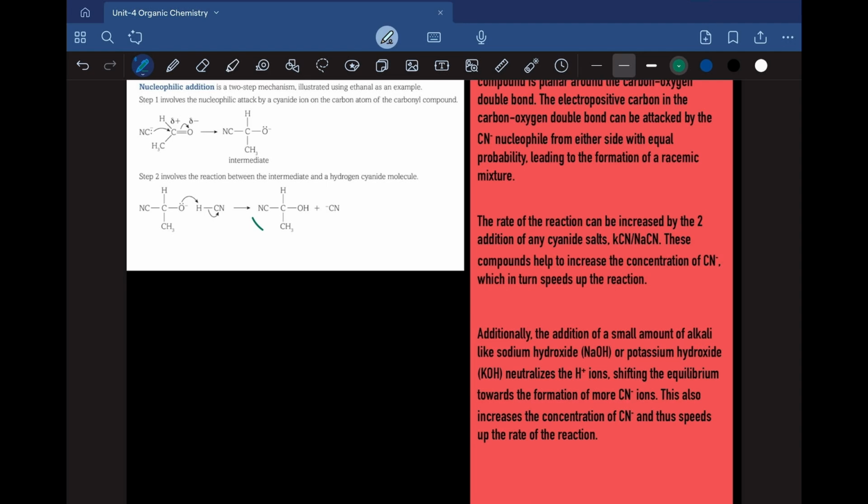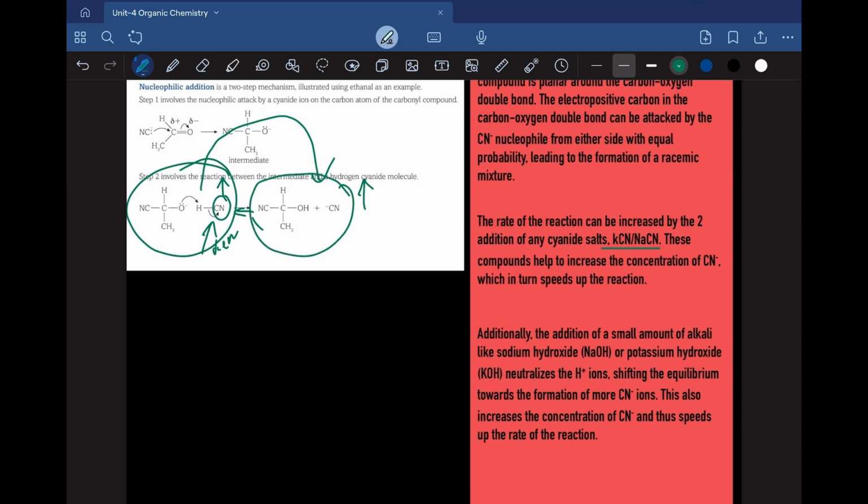Now let's say we add cyanide salts, let's say KCN or NaCN. What will happen is this: if you add KCN to here, the concentration of CN minus will increase, right? The concentration of the CN minus will increase. So if the concentration increases and it is a reversible reaction, the reactants have become greater. This is the reactant part, right? The reactant has become greater. So the equilibrium will shift to the right. So now the product formation will increase.